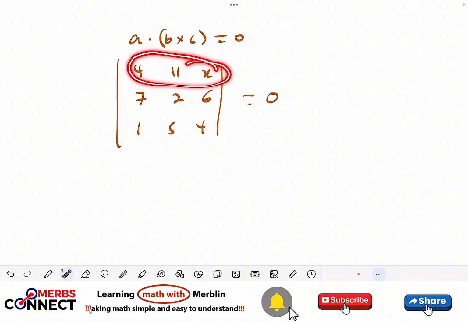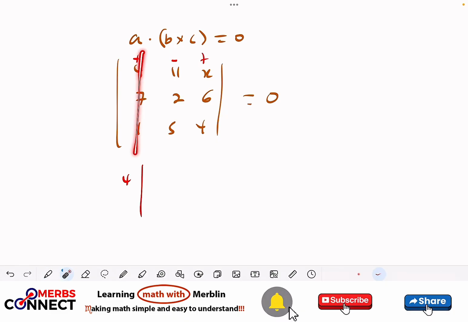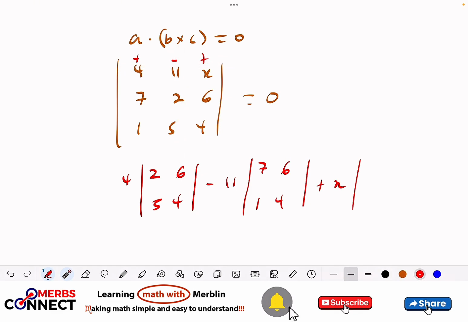So let's use the top row. This is plus minus plus. So I'm going to have 4. Then cancel this and this out. So we are going to have 2, 6, 5, and 4, minus 11. Cancel this and this out. So I'm going to have 7, 6, 1, 4, plus X. Cancel this out. We are going to have 7, 2, 1, 5. This is equal to 0.